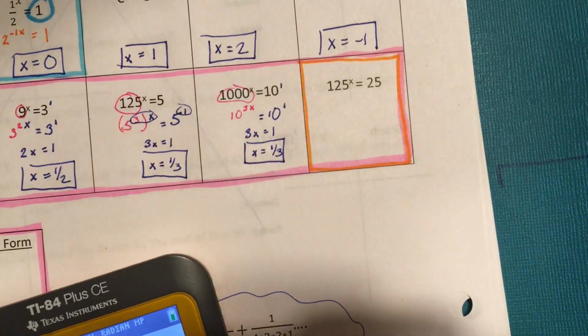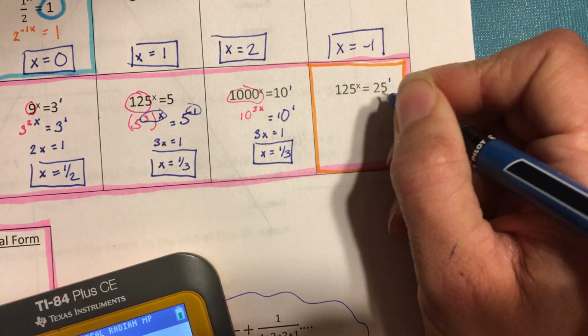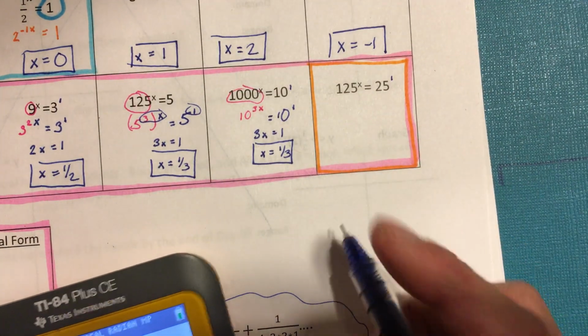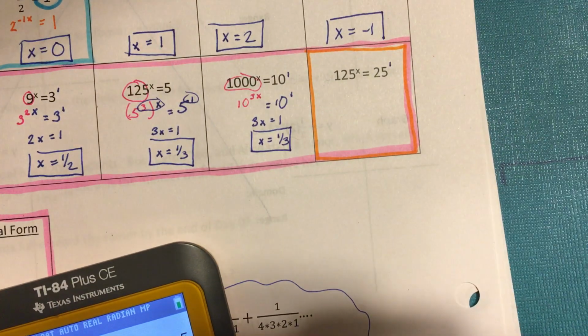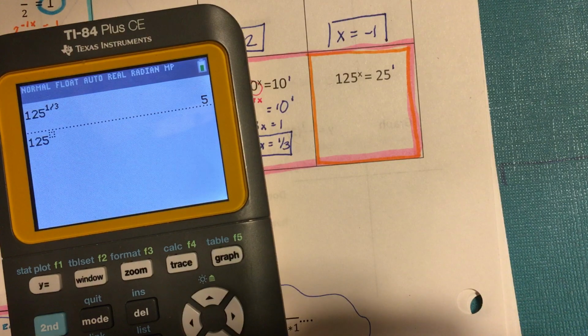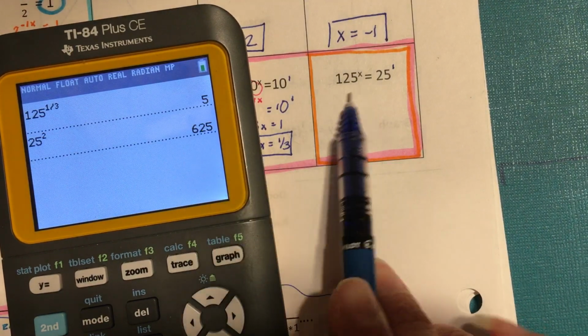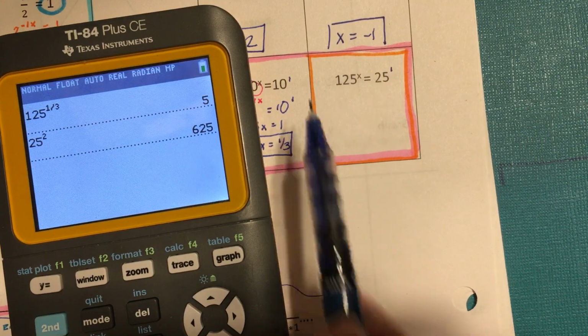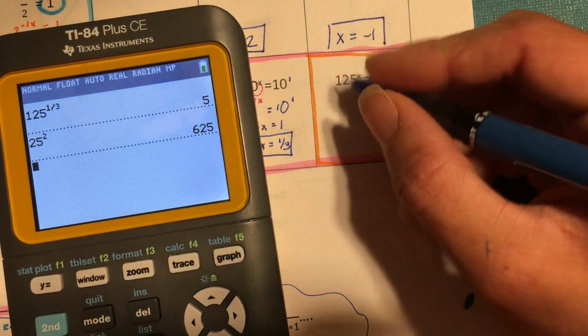Now this last one, this one is the one I feel is the most challenging on this page because I actually have to rewrite both of these bases. If I look at 125 and 25, there's no way I can write 125 as base 25. So for example, if I tried doing 25 squared, that gets me way over 125. So I need to break both of these down into a smaller base, particularly base 5.